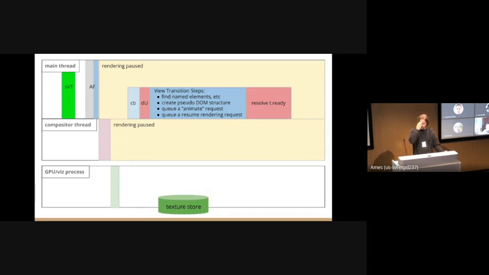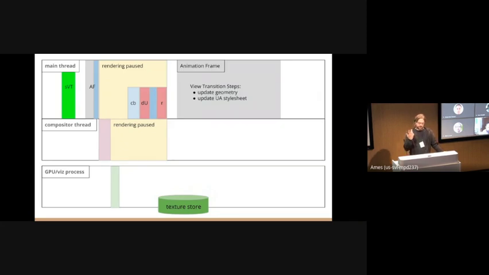Then immediately after that, we run another set of view transition steps. So it does a very similar thing, but now that the DOM is updated to the new state, we still have to discover all the named elements. We have to do the compositing and all of that. We also, at this point, create the pseudo DOM structure that I was talking about. And we queue up, again, a couple of requests. One is an animate one that propagates to the viz process, and we can resume rendering at this point. After we do this, we resolve a ready promise, which can be used to synchronize any kind of developer animations with the view transition.